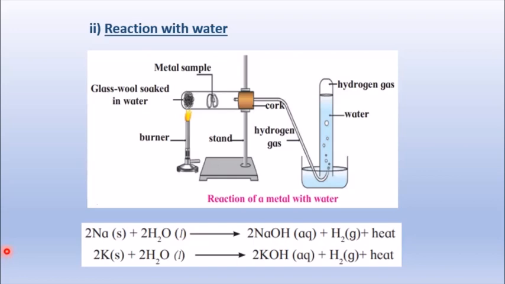First we have taken sodium here. When sodium reacts with water, sodium hydroxide, NaOH, is formed and hydrogen gas is given out, plus some amount of heat is also given out. Then we have taken potassium, and when potassium comes in contact with water, KOH, potassium hydroxide, is formed, and H2 gas, the hydrogen gas, is released. So hydrogen gas is formed whenever a metal comes in contact with water.